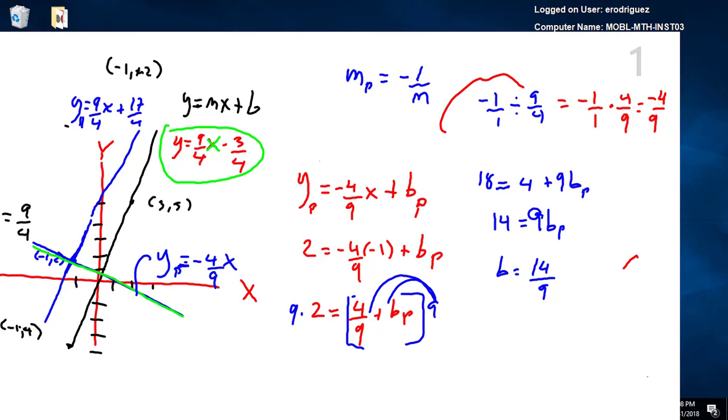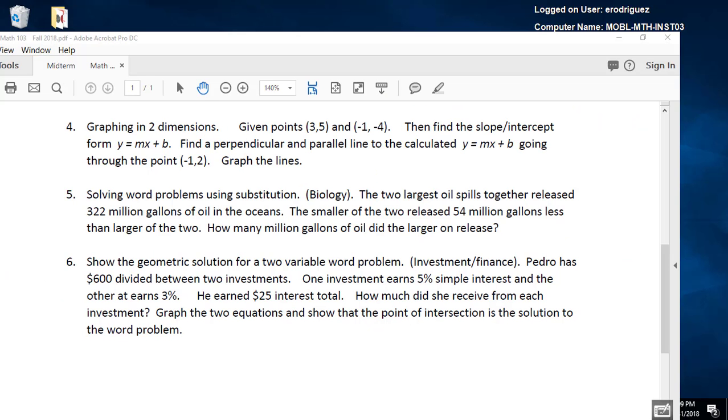And you can see I'm going to multiply both sides by 9. I can simplify the denominator by distributing on the right side. You have to distribute the 9 through. So that's going to be 18 on the one side, and 4 plus 9b. Right, so that's 18 equals 4 plus 9bp. That's the y-intercept for the perpendicular line.